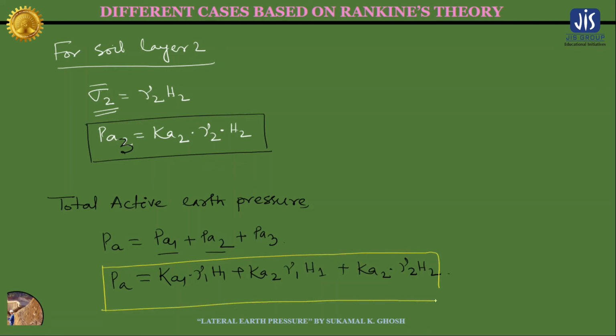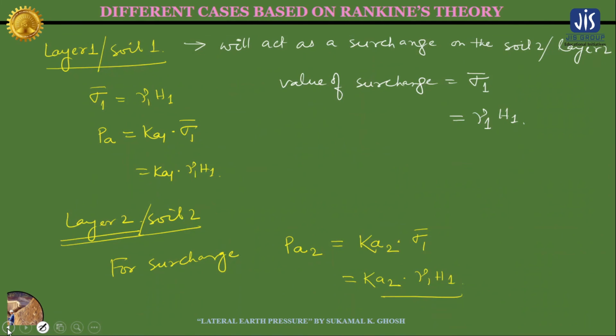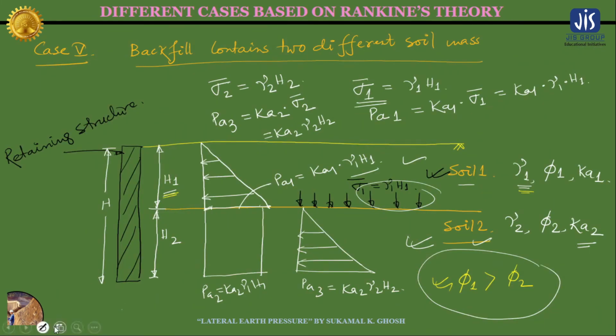So our calculation of total active earth pressure is done. Now we need to calculate the total resultant active earth pressure force. Okay, so now our motto is to calculate the total resultant active earth pressure force. Now for this particular pressure distribution diagram, the resultant active earth pressure force will act here. Suppose this is Fa1 and this height is suppose Y1.